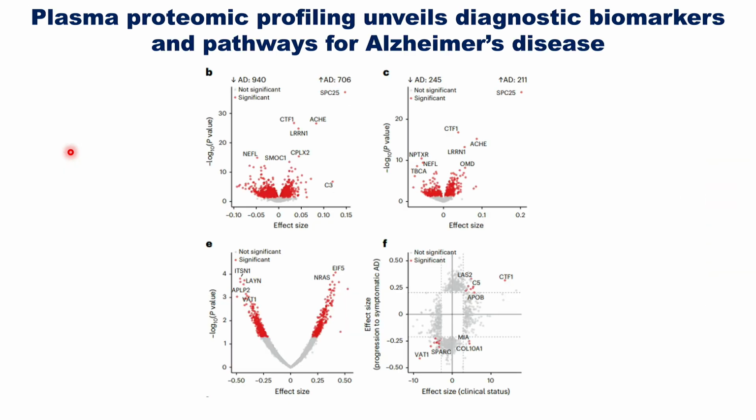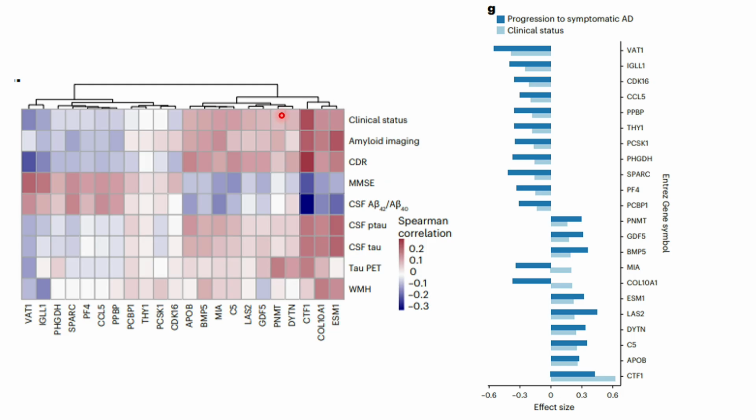Another study they did was plasma proteomics. This study compares symptomatic and asymptomatic patients, and they found yes, ACHA is there, but also SPC25. And when they correlated with the clinical parameters, these numbers of proteins correlated. The red ones are positively correlated, and the blue ones are negatively correlated. The interesting thing is here.